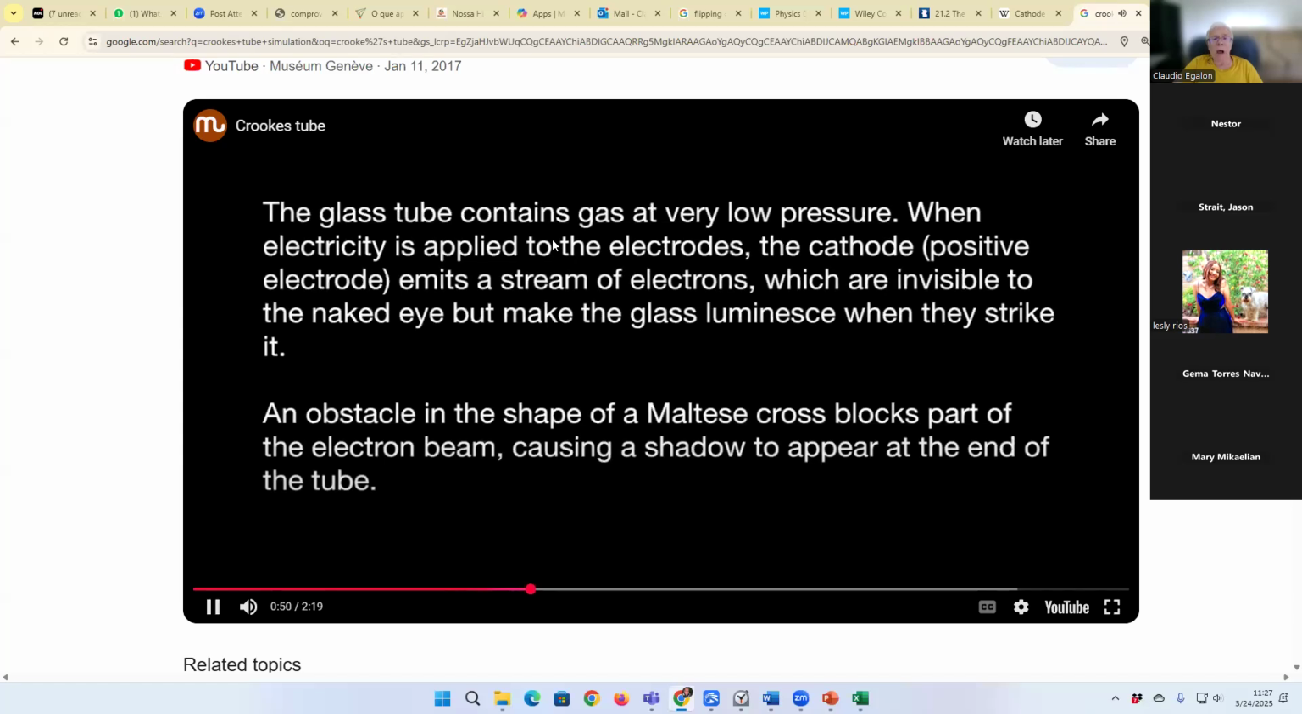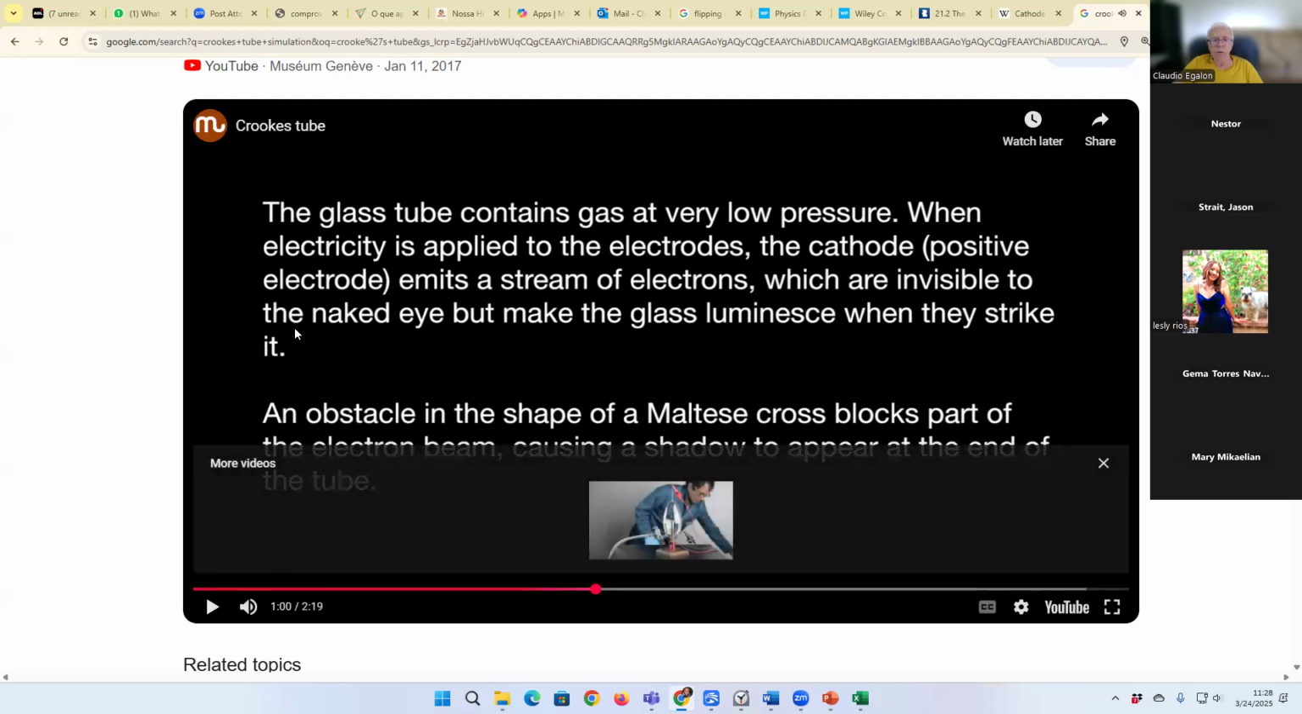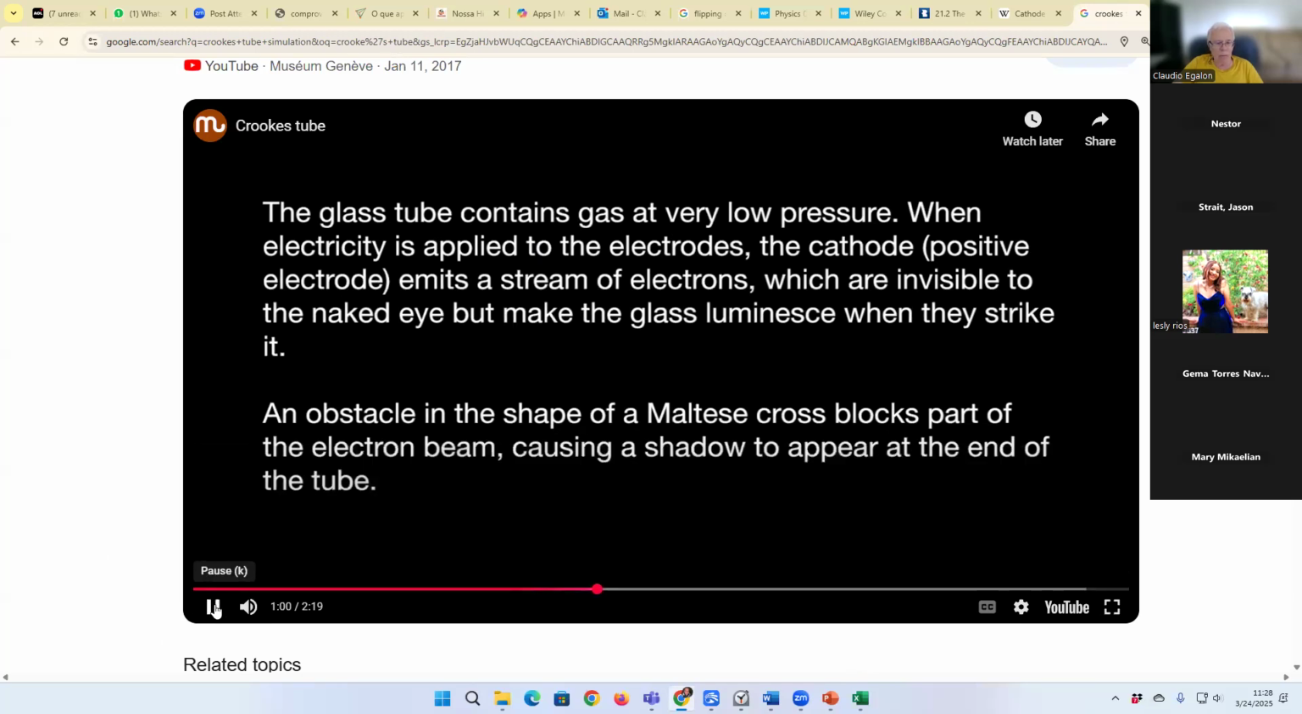The glass tube contains gas at a very low pressure. When electricity is applied to the electrodes, the cathode emits a stream of electrons, which are invisible to the naked eye, okay? But they make the gas luminesce when they strike it. An obstacle in the shape of a Maltese cross blocks part of the electron beam, causing a shadow to appear at the end of the tube.